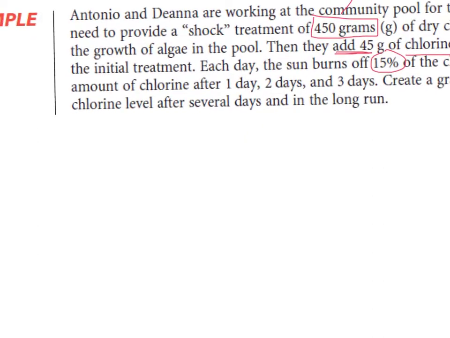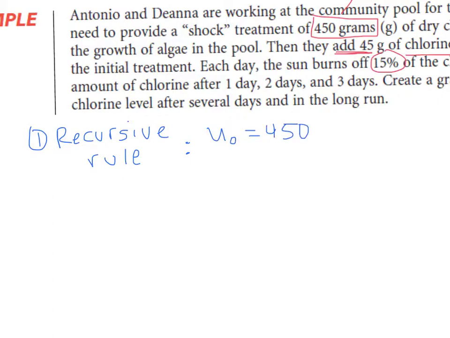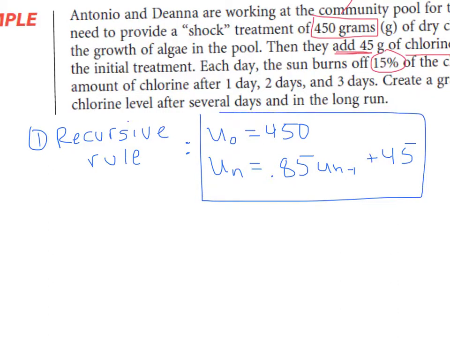So let's start with writing a recursive rule. We already pointed out our starting value, that U sub 0 is 450 grams. Now, our rule, U sub n, we said that our R value is 1 minus 0.15, which is 0.85, so we are multiplying by 0.85. But we are also adding 45 each time. Okay, so there's our recursive rule. Then we can use that rule to find the first three terms.